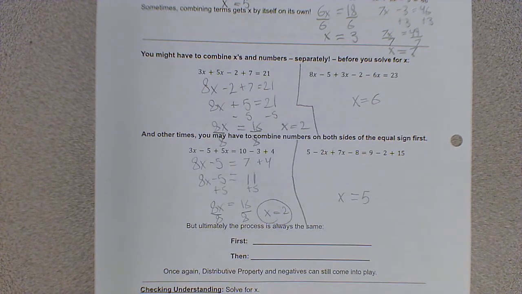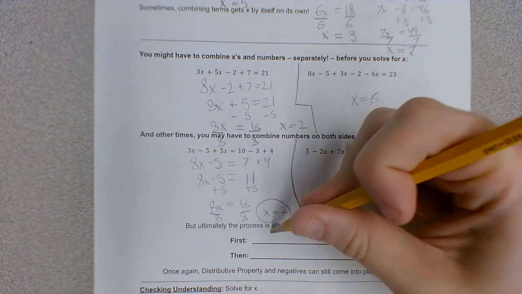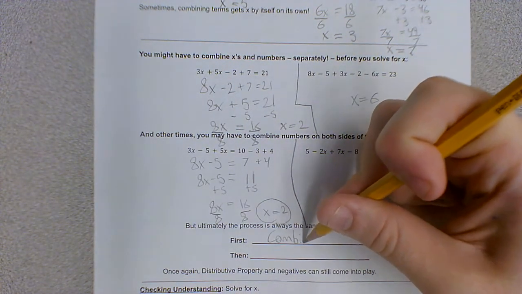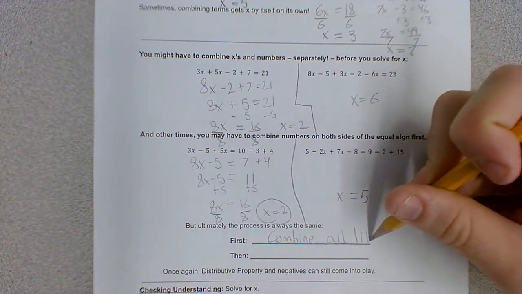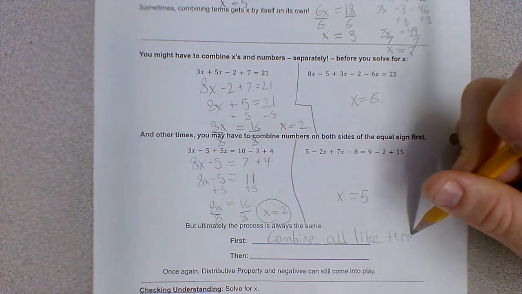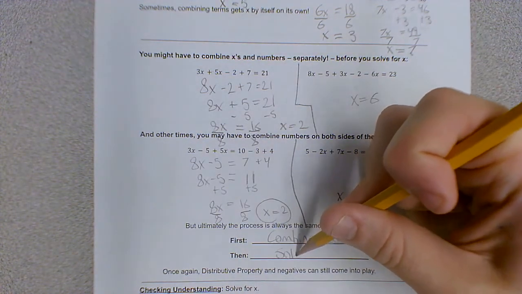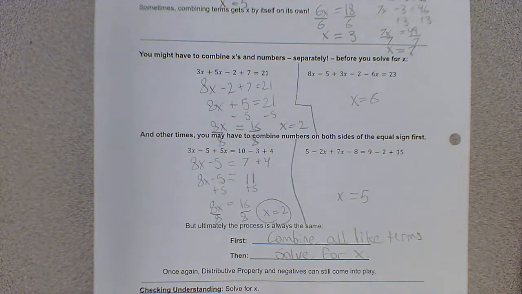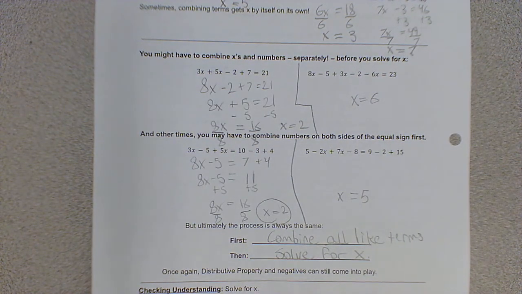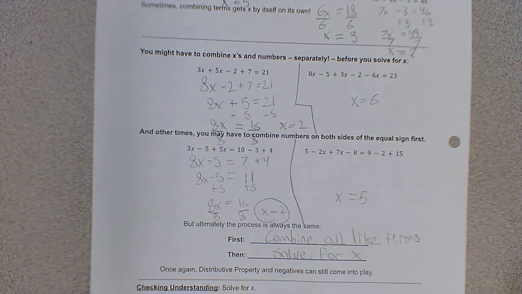So, no matter what, your process is always going to be the same. First, you should always combine all of your like terms. Once you've done that, you want to solve for x. You want to combine first and then solve for x, because you can't solve if you've got multiple x's. And if you've got a whole bunch of numbers everywhere, it's going to be really, really hard to get a solid answer.